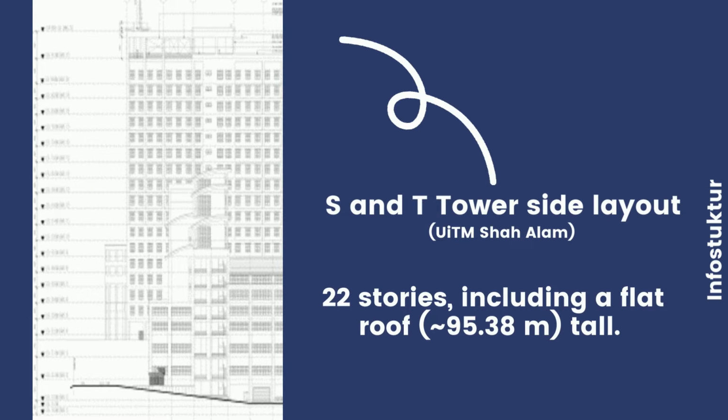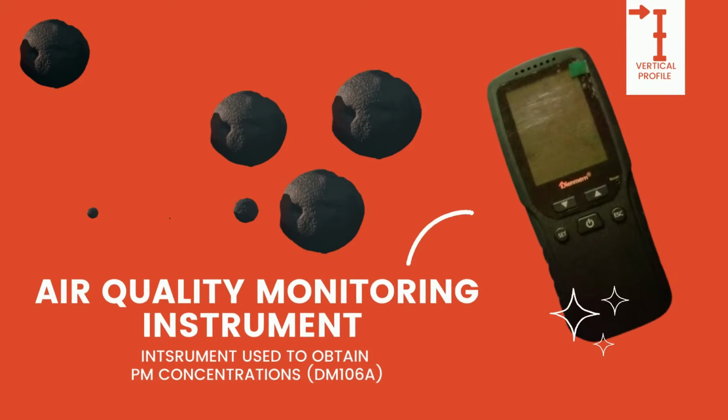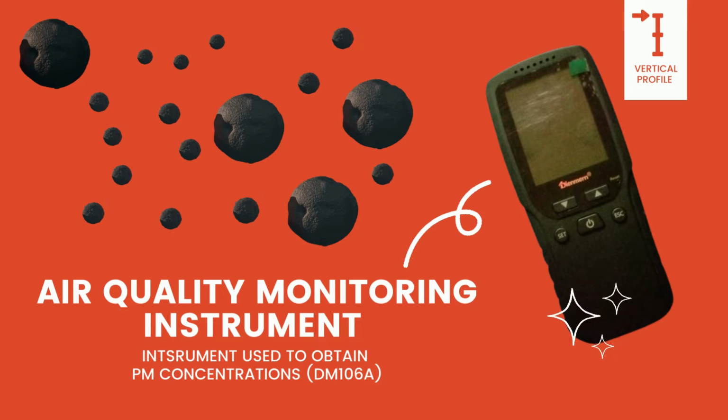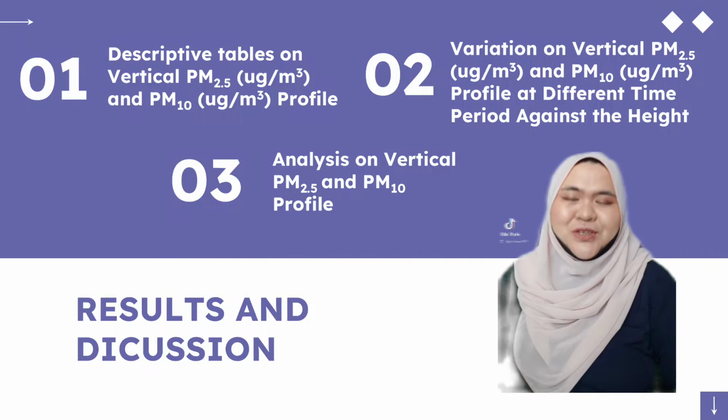And then, this is the site layout of SNT tower. This is the air quality monitoring instrument that we use to obtain the PM concentration. Then, we move to result and discussion part.